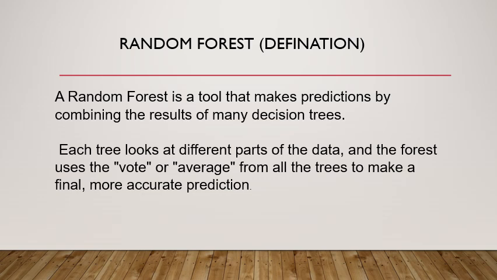each tree looks at different parts of data, and the forest uses a vote or average from all the trees to make the final, more accurate prediction. Here, why does each tree look at different parts? As we are combining predictions of multiple decision trees, each tree looks at different parts of data, and the forest uses a vote or average method. Average method means what? Average of all the predictions of all the decision trees, to make the final, more accurate prediction. This is about random forest. Okay. Next.